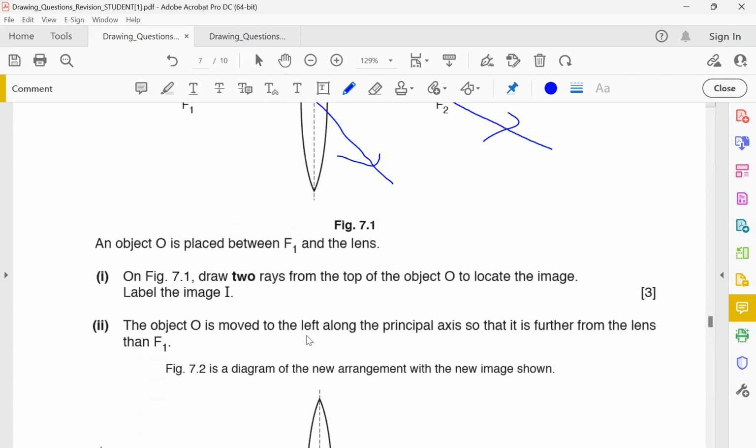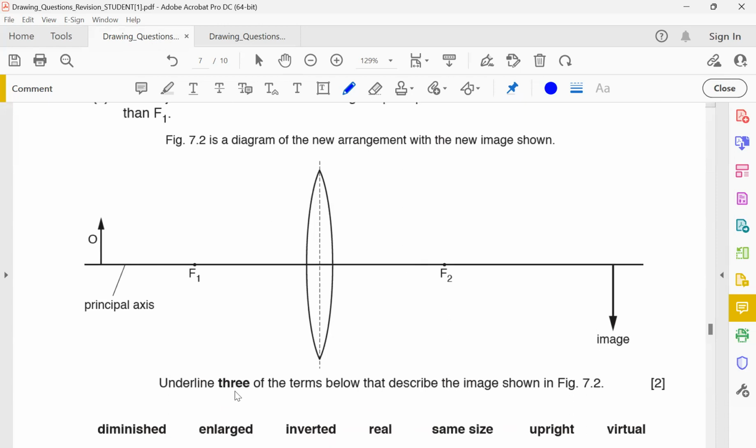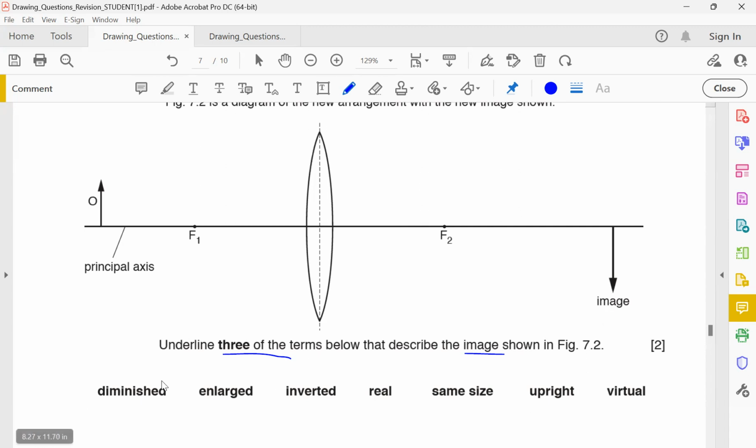Then object O is moved to the left along the principal axis so that it's further from the lens, as you can see here. Right. And it says diagram 7.2 is a diagram of a new arrangement with a new image shown. Underline 3 terms that will best describe the image. Diminish or enlarge? For sure, enlarge. Is it inverted or upright? Real or virtual?